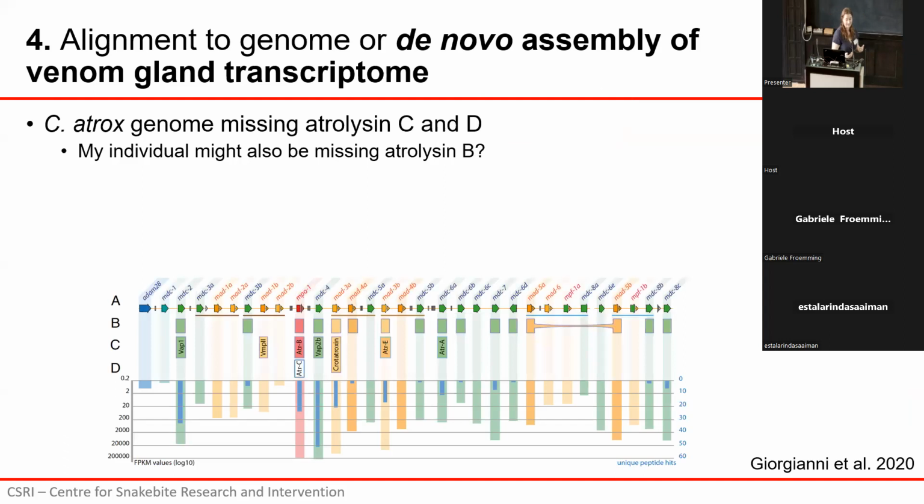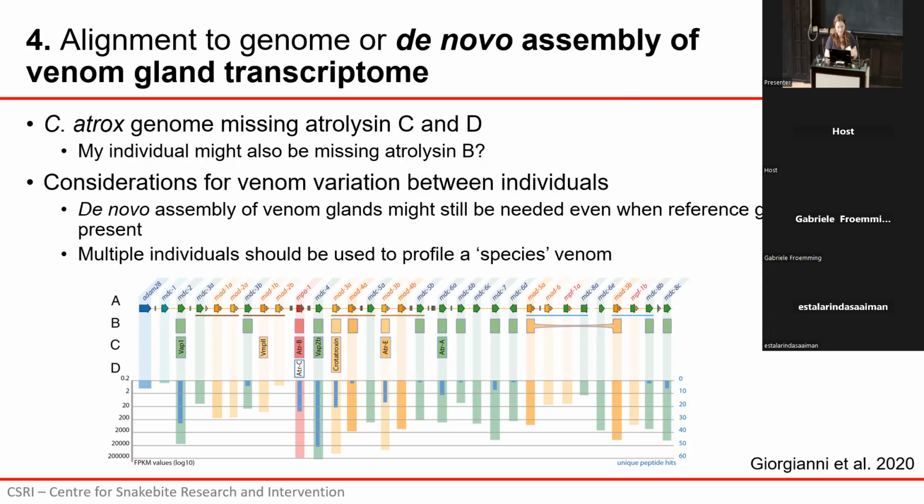However, what should be taken into account is that certain individuals have genes that are lost. After I did that work, the Crotalus atrox genome came out, and they found that two of those metalloproteases, which had previously been characterized on a protein level, were actually missing from the genome. So it's likely that I didn't assemble them because those genes have been lost entirely for that individual or that population. You'll need to consider venom variation, especially when using a reference genome. So even when a reference genome is available, we still might need to perform de novo transcriptome assemblies.